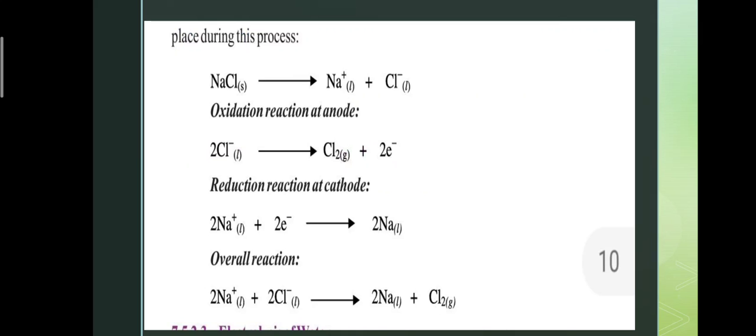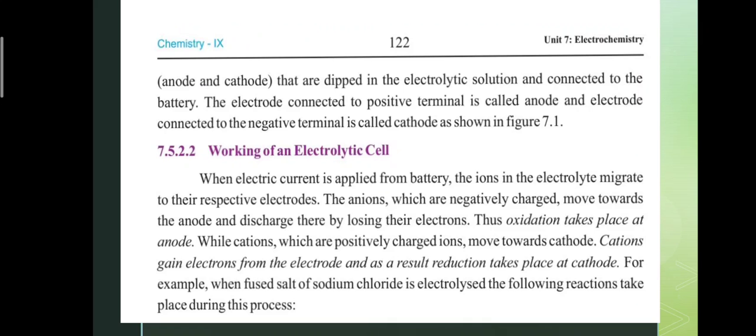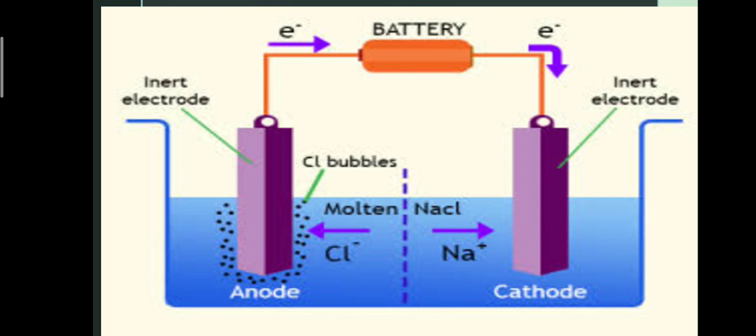Listen girls, electrolysis is also used to separate sodium and chlorine from each other and to obtain pure sodium. You can see on the screen an example: first of all, we provide electricity to the molten NaCl, and it will be changed into ions and move to their respective ends.